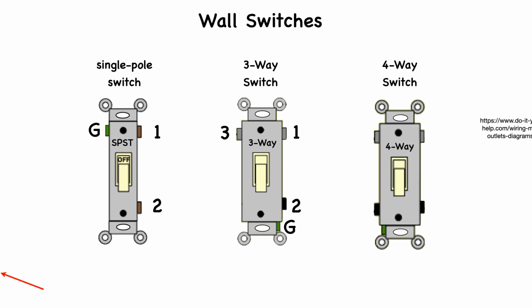Other switches you may find in the home are a 4-way switch. These have 4 terminal screws and a 5th green one for a ground wire. 4-way switches are used between 2 3-way switches to control lights from 3 or more locations. This can be handy if you have a large room with several entrances requiring light control from multiple locations.